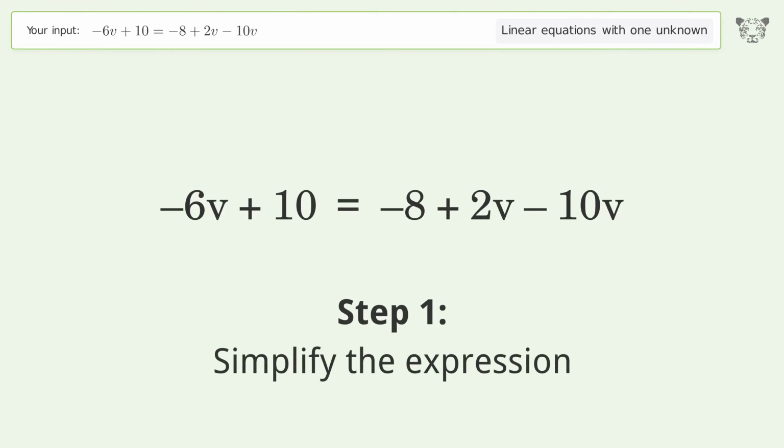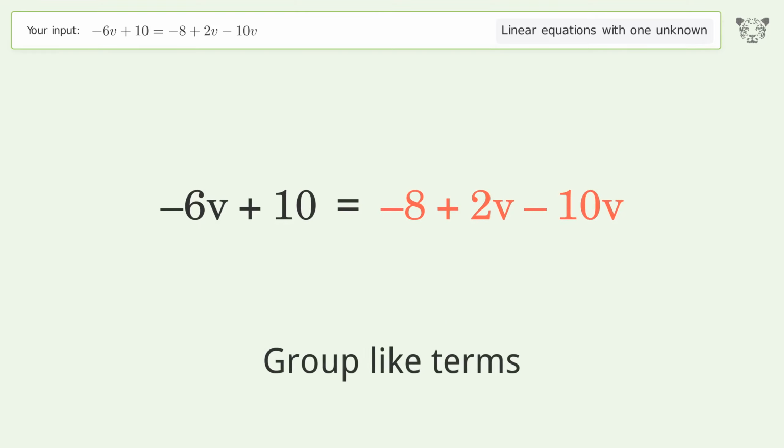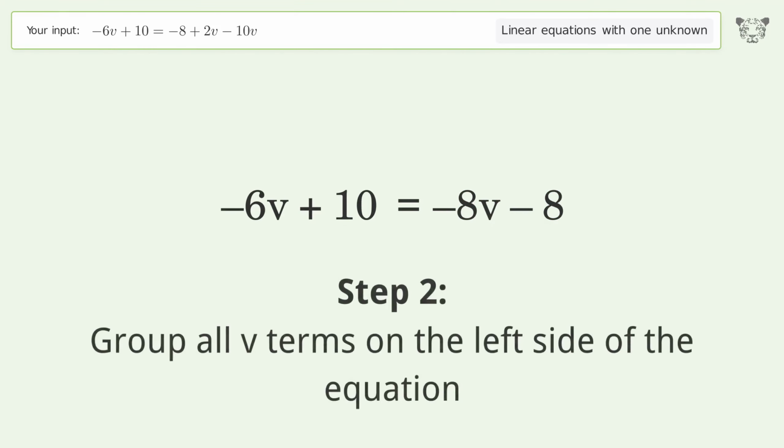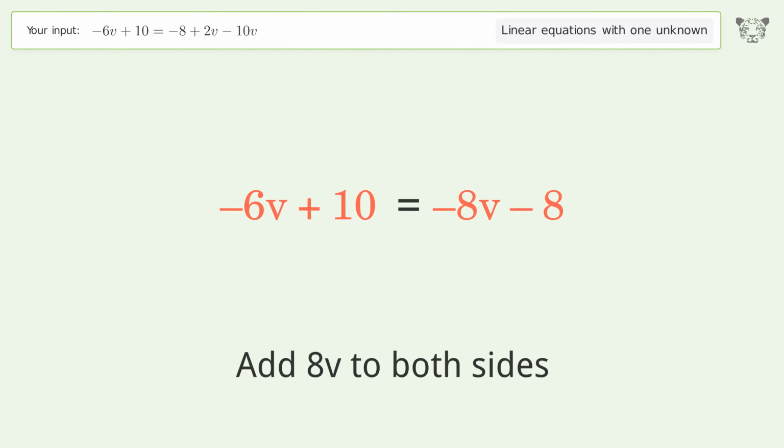Simplify the expression. Group like terms. Simplify the arithmetic. Group all v terms on the left side of the equation. Add 8v to both sides.